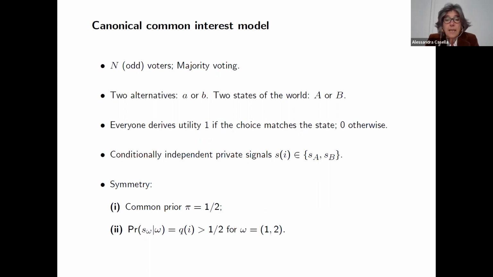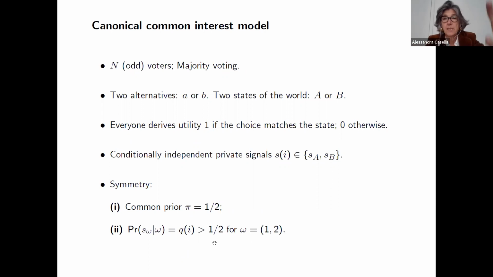And the signals have some precision, so we call precision the probability that the signal says A when the state is A, or B when the state is B. And this probability can depend on the individual, so it varies across individuals. However, it does not vary across the state. So the probability that I receive signal A when the state is A is equal for me to the probability that I receive signal B when the state is B. And it's bigger than 1/2.